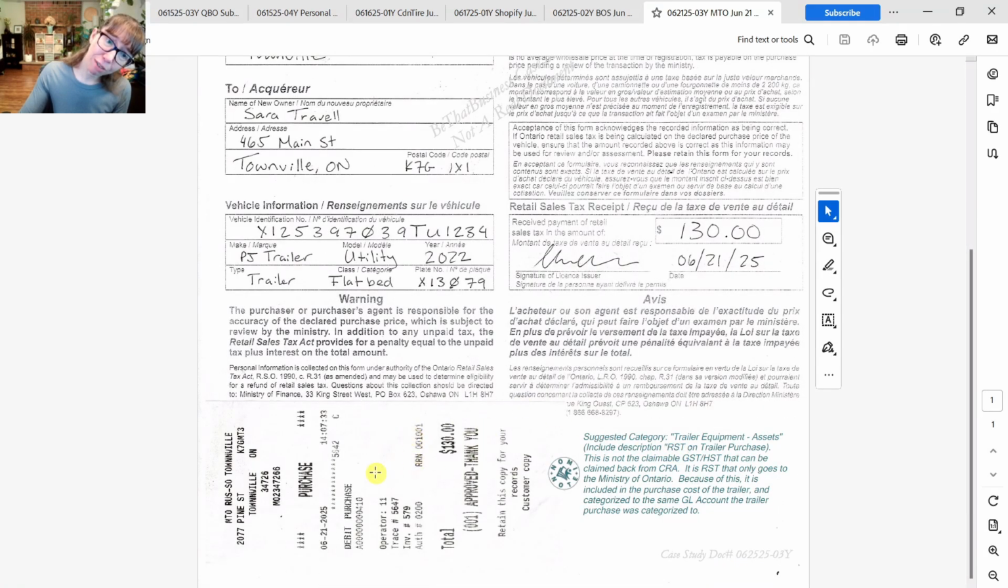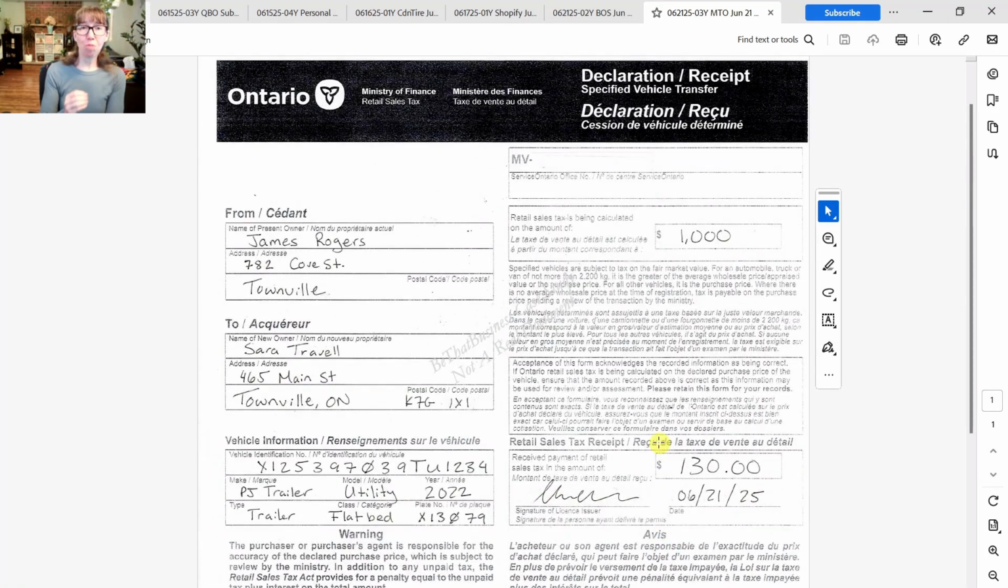$130, you can see it was paid by debit, it was paid by the business bank account. How do we put this in? Well, it is not claimable GST/HST from CRA, so we can't put it towards the GST/HST GL account. What we'll do is treat it the same way that we treat the RST or PST that is not a claimable credit from the government. We increase the cost of the thing that was purchased.